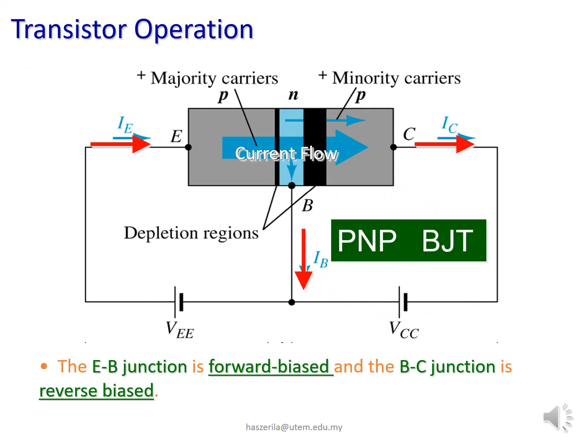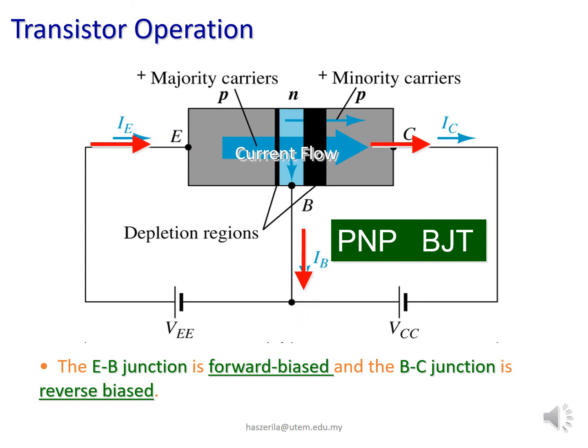This figure shows the structure of the PNP transistor. This transistor mainly consists of three terminals, and they are emitter, collector and base. If you observe, the base current flows out of the base, unlike the NPN transistor.